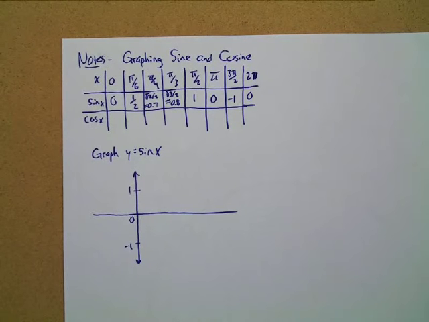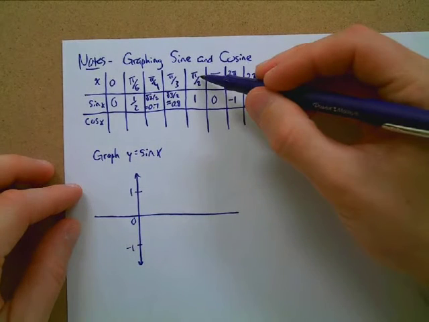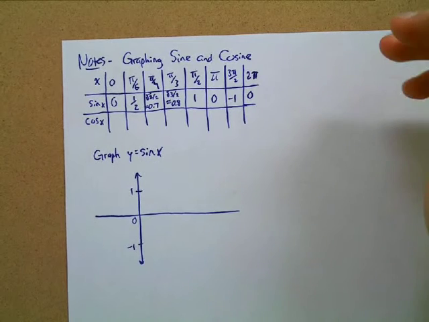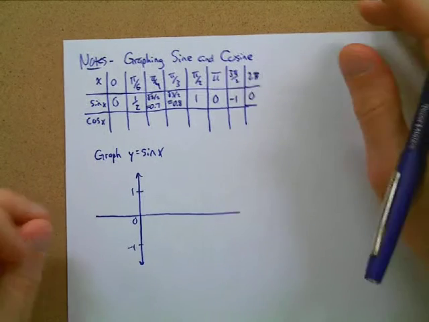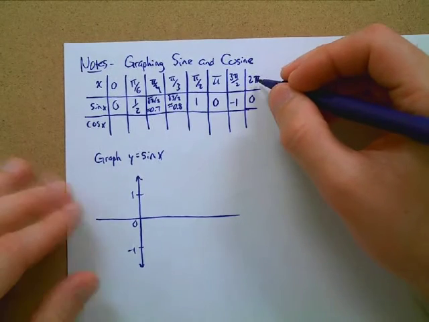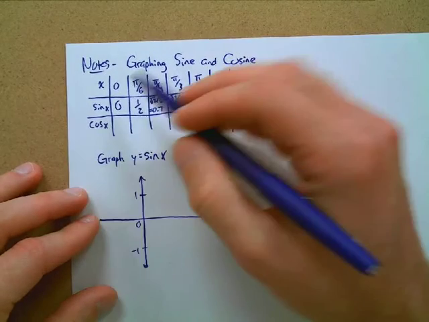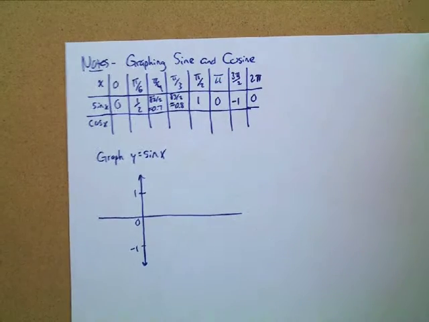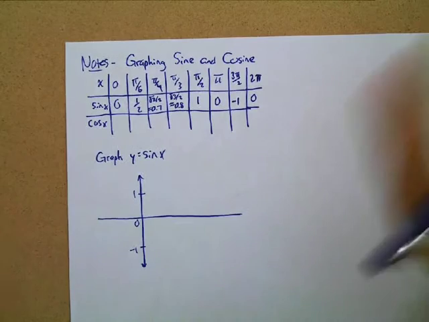What's that? 90? 90 is pi over 2. So 2 pi is actually one full rotation around the circle. So this is the same as 360 degrees. In other words, we start to repeat after 2 pi, right? 2 pi is in the same position as 0. So we went out one full rotation, and it's going to just start to repeat after that. You'll see once we get the graph down.